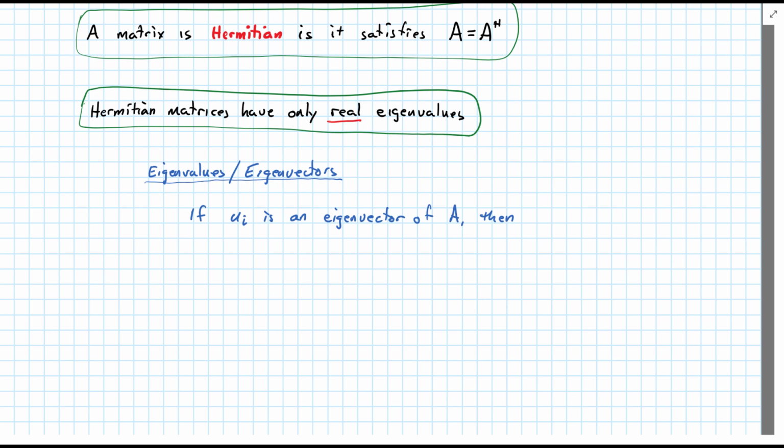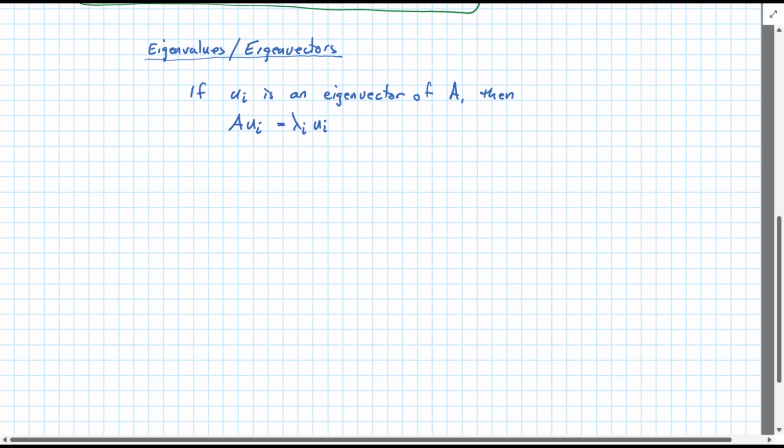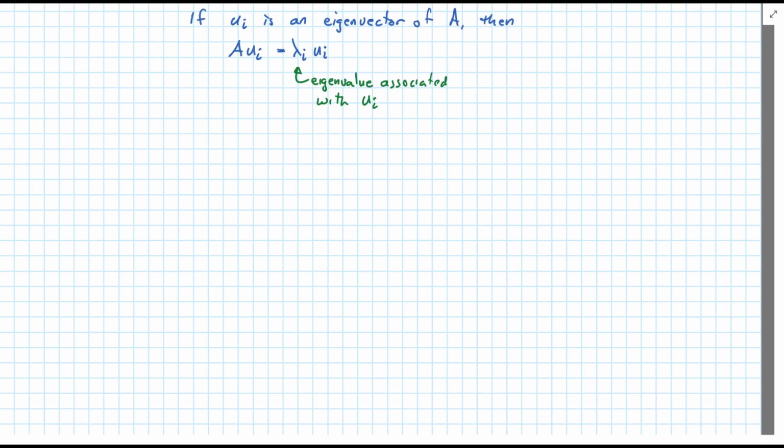So here's a short review. If u is an eigenvector of A, then A times u is equal to lambda times u, where lambda is a scalar, and it's the eigenvalue associated with A and with u. In this case, we've got subscripts because A will have multiple eigenvectors and potentially multiple eigenvalues.